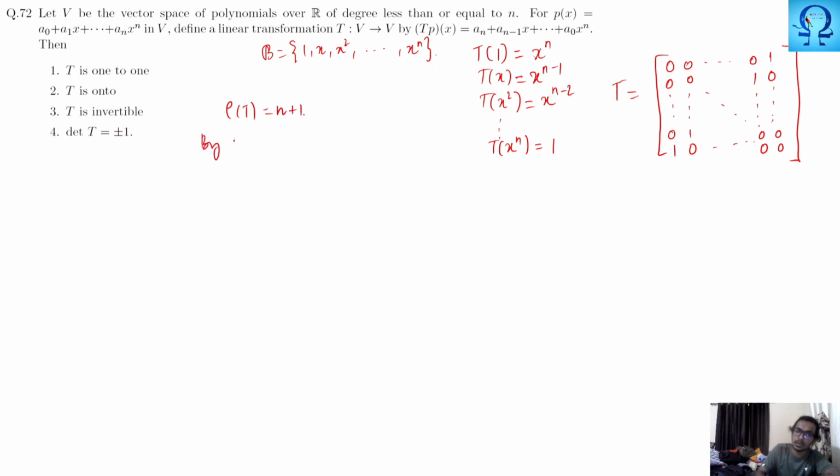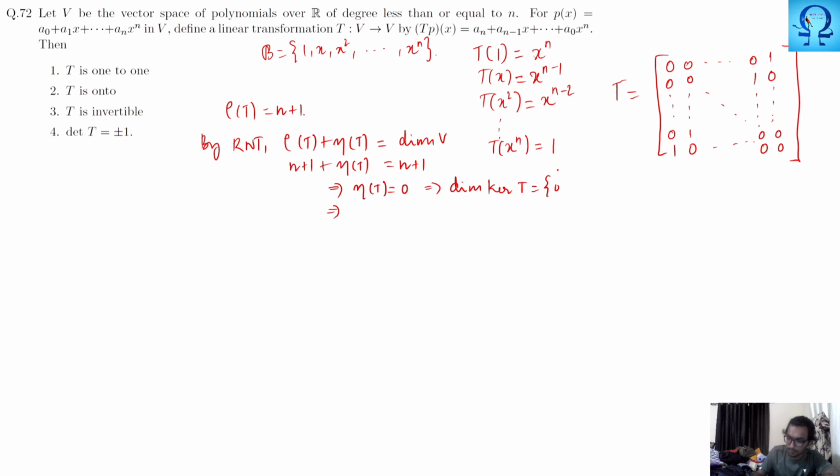Now by the rank-nullity theorem, rank of T plus nullity of T equals the dimension of V, which is n plus 1. And we have found that the rank of T is also n plus 1. Together this gives us that the nullity of T is 0. If the nullity of T is 0, the dimension of the kernel of T is 0, which means the kernel consists of only the zero element. Therefore T is one-one.